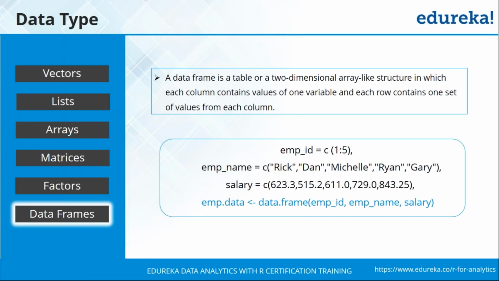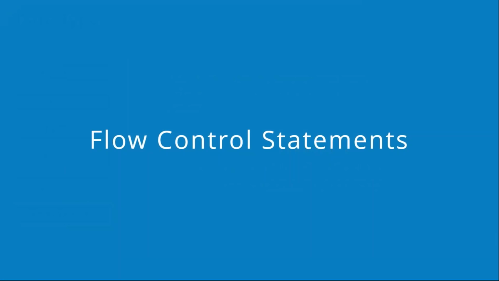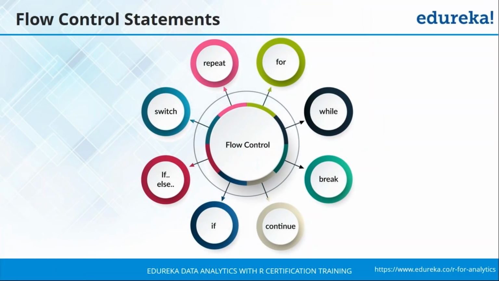So with this, we come to a conclusion of data types. I'm quite sure some of you are familiar with programming languages. And in programming languages, there's a very important concept known as flow control statements. What these control statements do is divert and control the flow of every program, as in the sequence of execution of these programs.